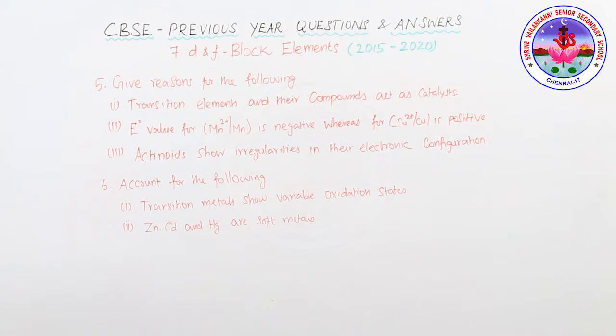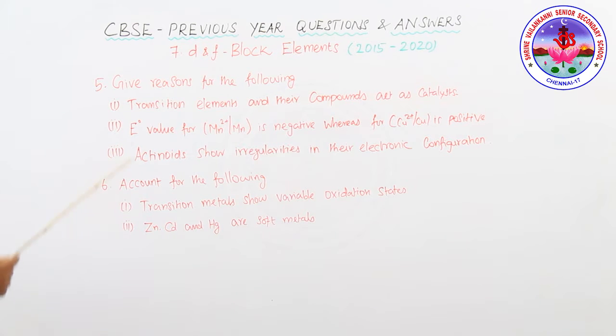The first question, the answer is: the transition elements and their compounds act as catalysts. Why? Transition metals show variable oxidation states, and they have vacant d orbitals, forming an unstable intermediate which readily changes into the product. So that is why the transition elements and their compounds act as catalysts. I repeat, the main reason is that they show variable oxidation states and have vacant d orbitals. That is the key point.